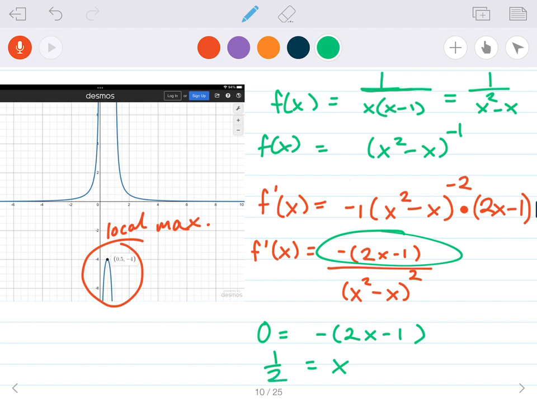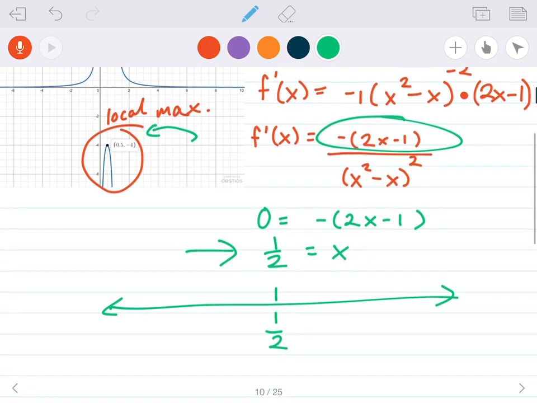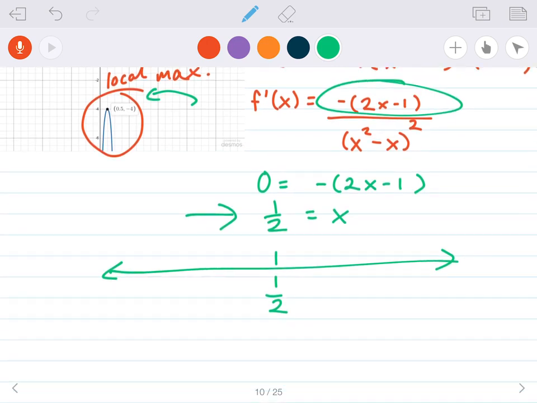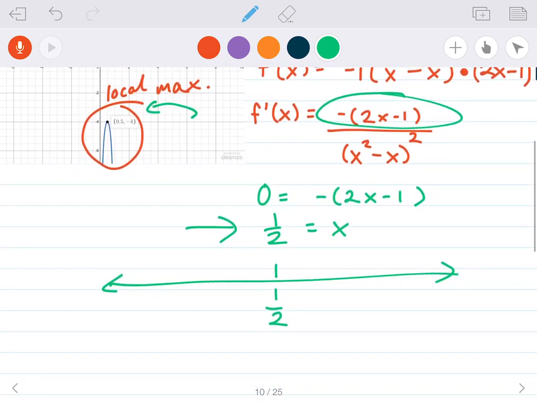Okay, so let's confirm analytically that this indeed is a local max that we see here. So let's draw a number line. The only critical number I have is 1/2. Let's look at something to the left of it and something to the right of it. Well, to the left, what could I pick? I could pick 0. I don't think we're going to get an answer, though.